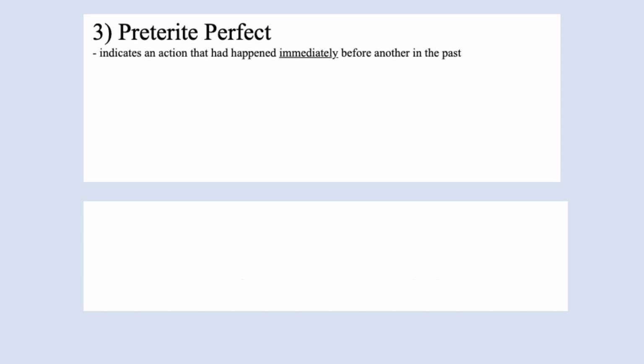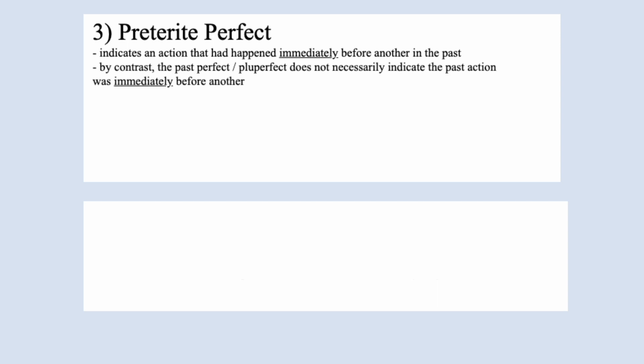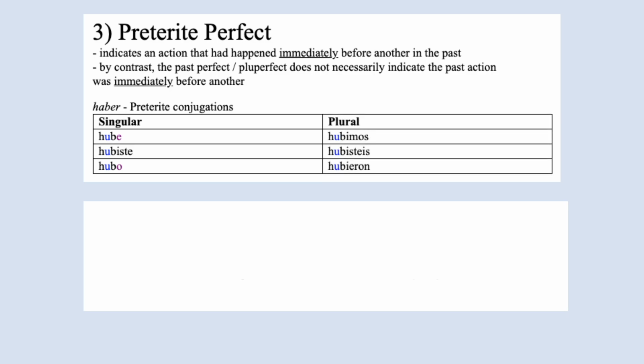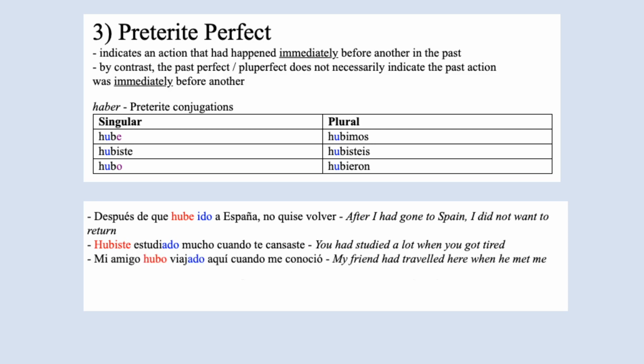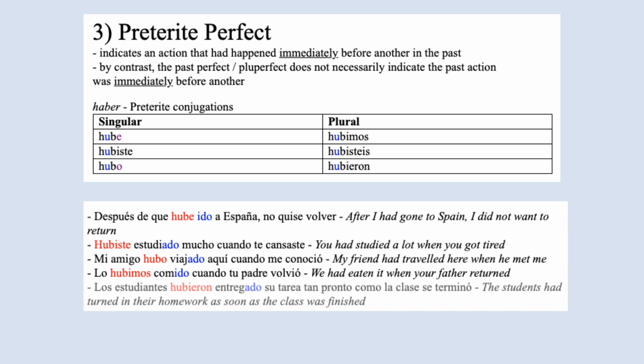The preterite perfect indicates an action had happened immediately before another in the past. By contrast, the past perfect or pluperfect does not necessarily indicate that the past action was immediately before another. Después de que hube ido a España, no quise volver. Hubiste estudiado mucho cuando te casaste. Mi amigo hubo viajado aquí cuando me conoció. Lo hubimos comido cuando tu padre volvió. Los estudiantes hubieron entregado su tarea tan pronto como la clase se terminó.